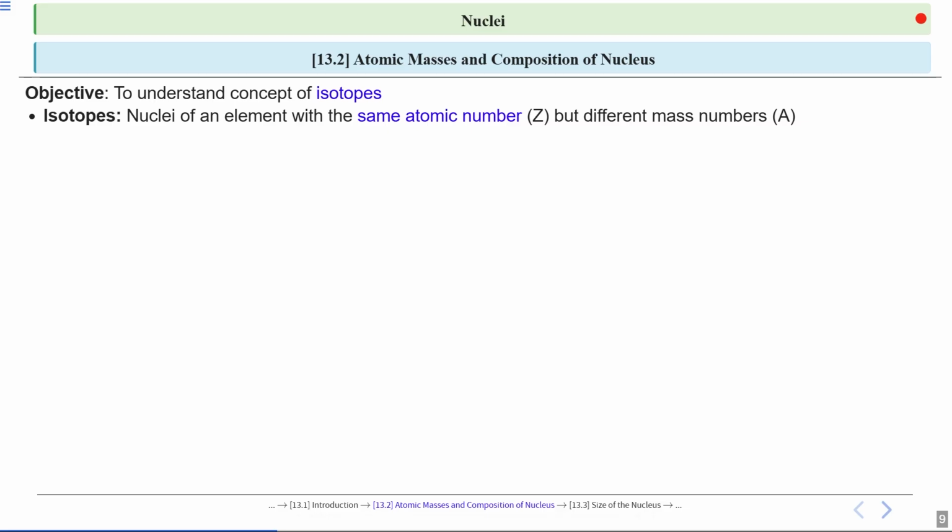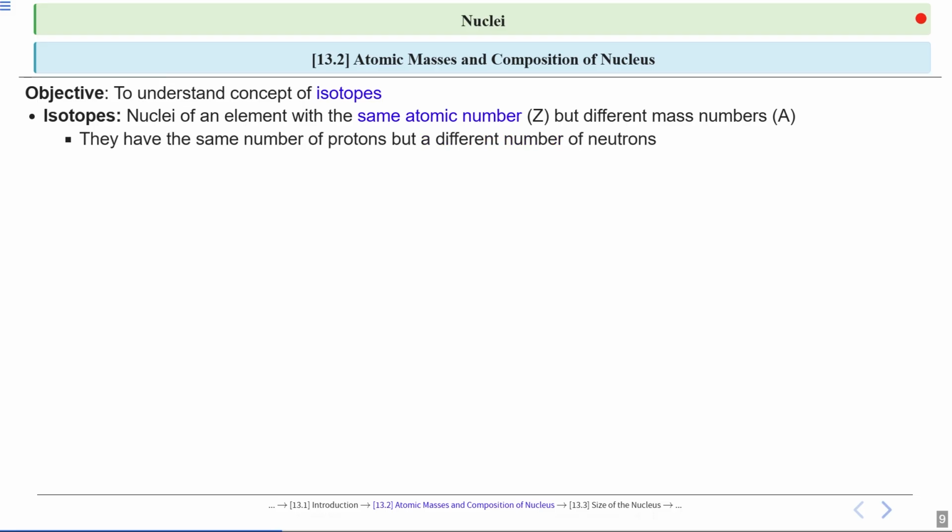Isotopes are nuclei of the same element that have the same atomic number, which we call Z, but different mass numbers, which we call A. Remember, the atomic number tells us how many protons are in the nucleus, while the mass number is the total number of protons and neutrons.